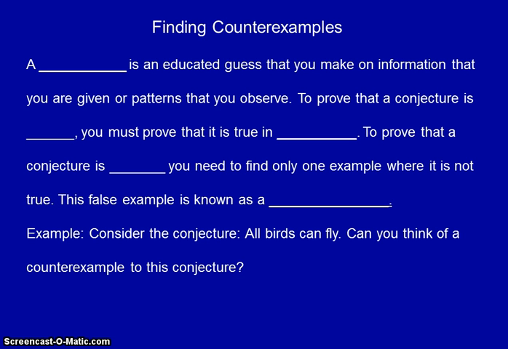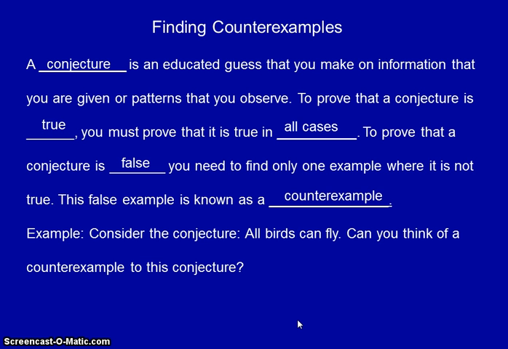Finding counterexamples. A conjecture is an educated guess that you make based on information that you are given or patterns that you observe. To prove that a conjecture is true, you must prove that it is true in all cases. To prove that a conjecture is false, you need to find only one example where it is not true. This false example is known as a counterexample.